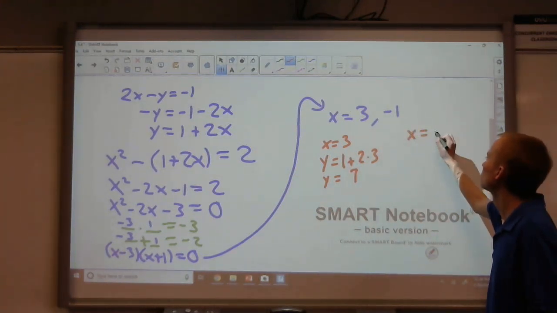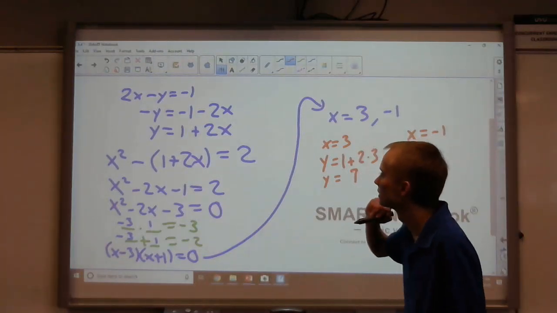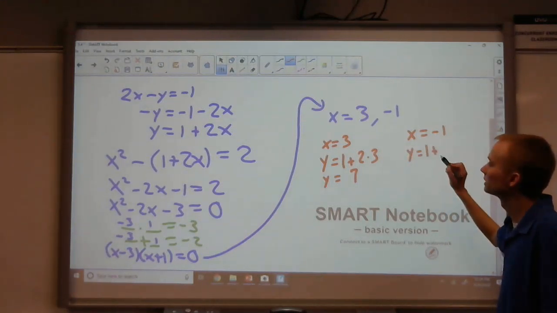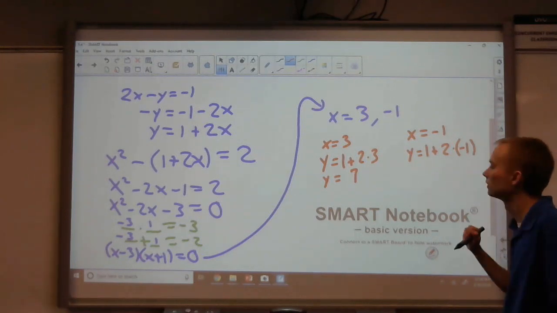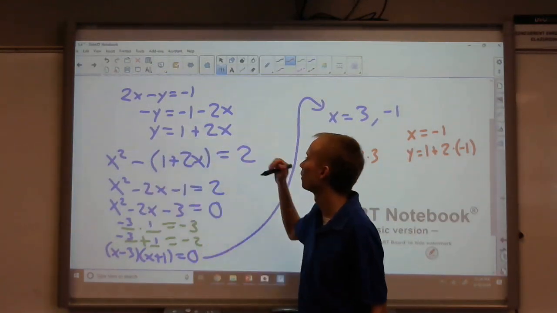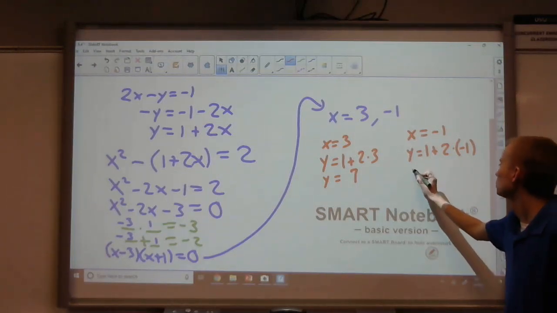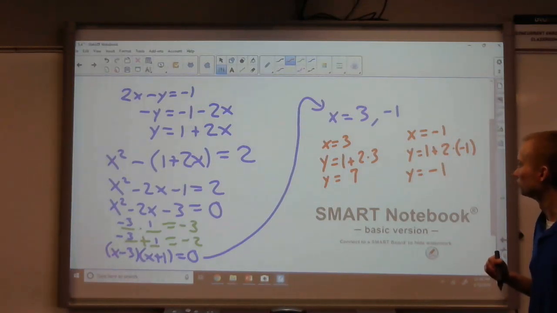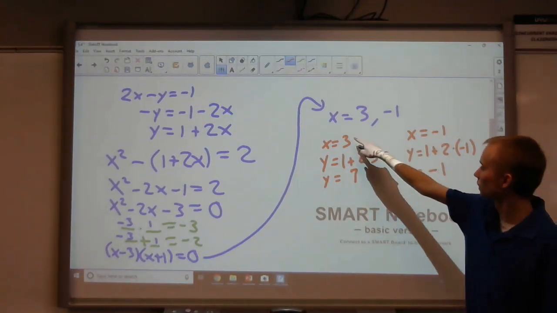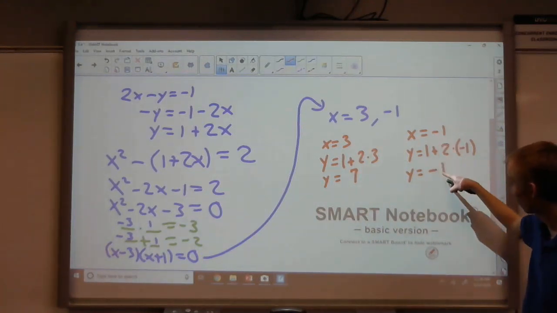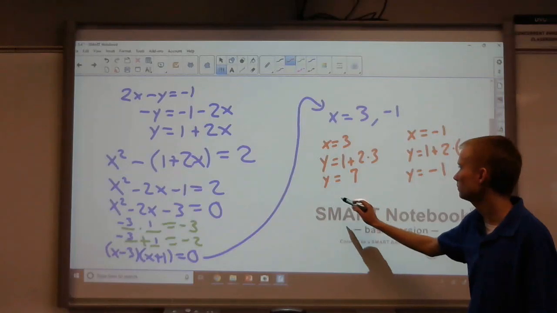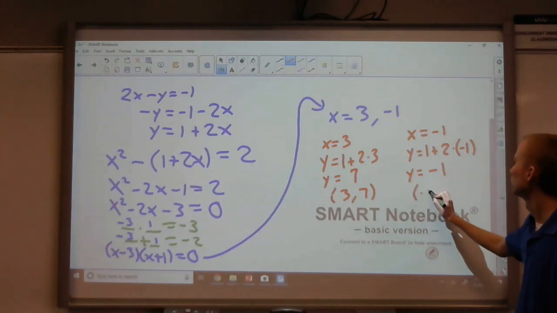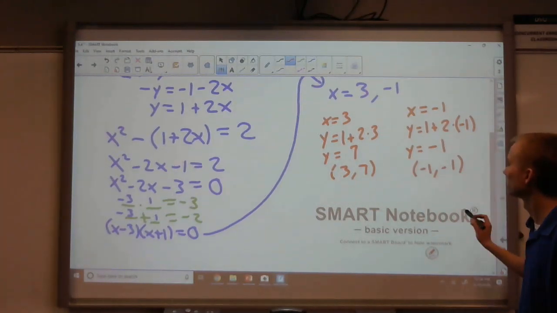When I do x equals -1, I plug that in for x. What do I get? I get y is 1 plus 2 times -1. Right? I'm using this equation that was solved for y. So I get y is 1 plus -2 is -1. So those are my two answers. When x is 3, y is 7. When x is -1, y is -1. So we've got 3, 7, and then -1, -1 are my answers.